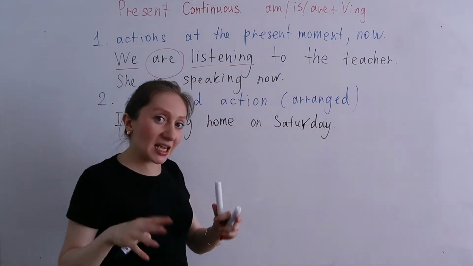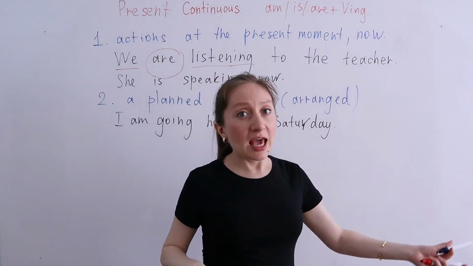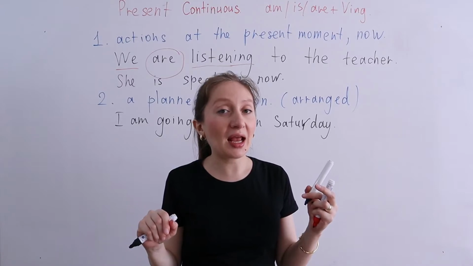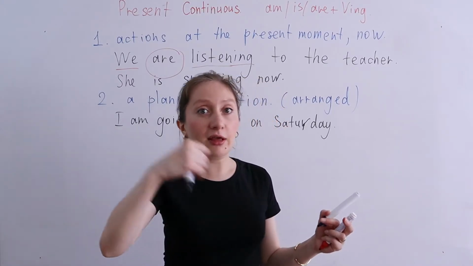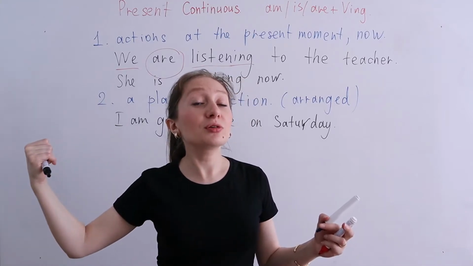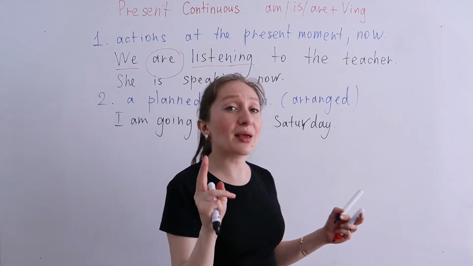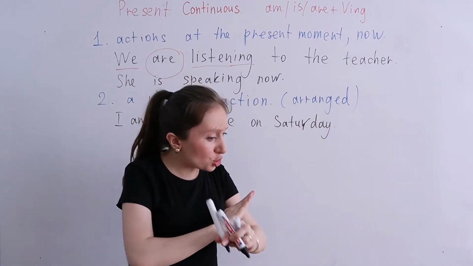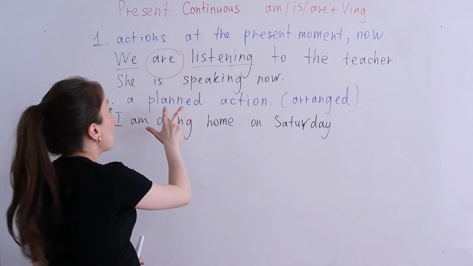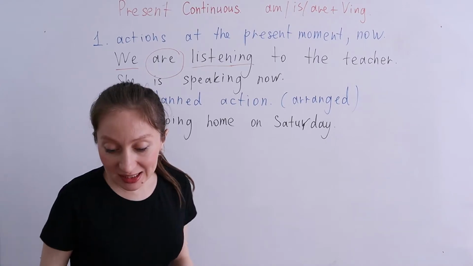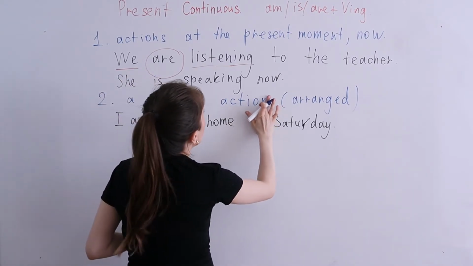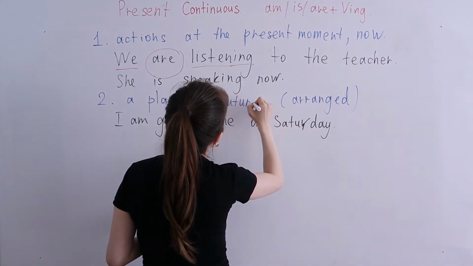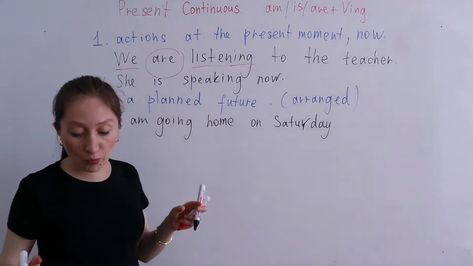Imagine you study in a different city or country, and then you're planning to go home on Saturday. You say, I'm going home on Saturday. I study in New York, but I live in Los Angeles, so I'm going to Los Angeles on Saturday. This is my plan. When you say arranged, it means you have your tickets. For sure you are going home. This is planned action, or we say planned future. Let me write it like future. It will be better to understand. Planned future. I'm going home, right?